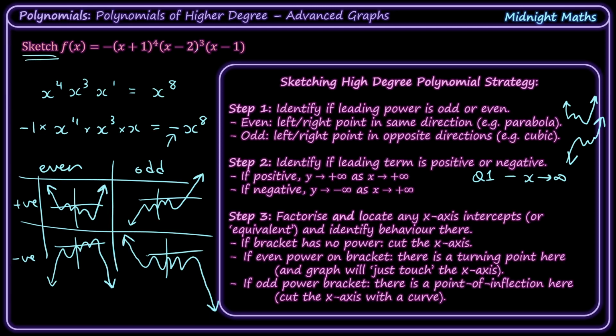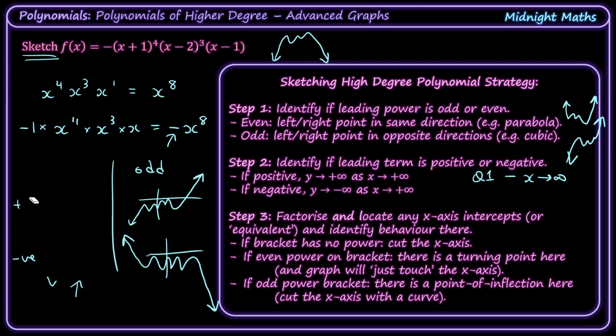So for this question that we're doing, we have identified that it's an even leading power. So we're looking at the even column, and then we've identified that it's a negative graph, so we're looking at this one. Our graph will look something like this. It will have something in the middle, but it will start and end in the same direction, and it will be pointing down due to being negative.